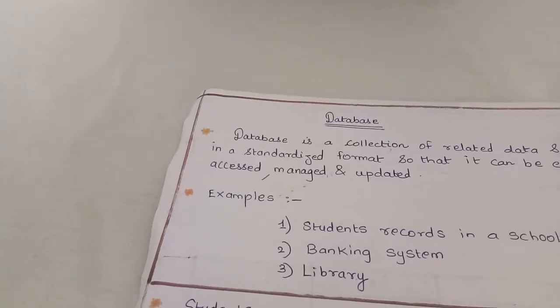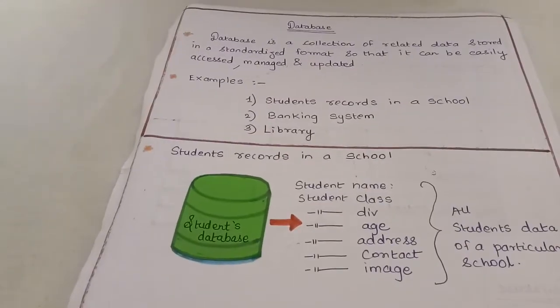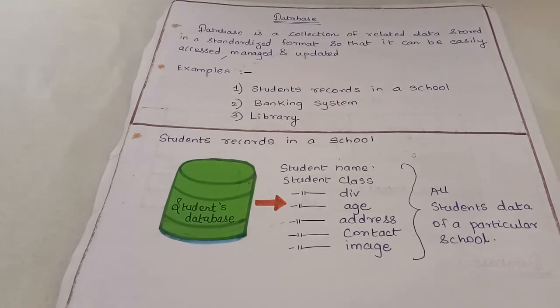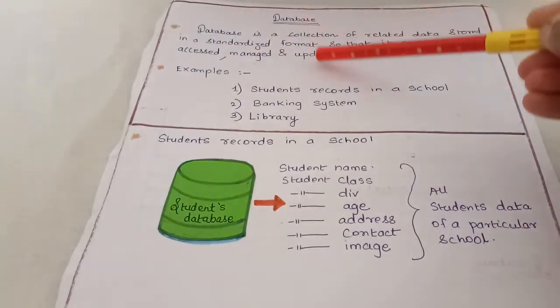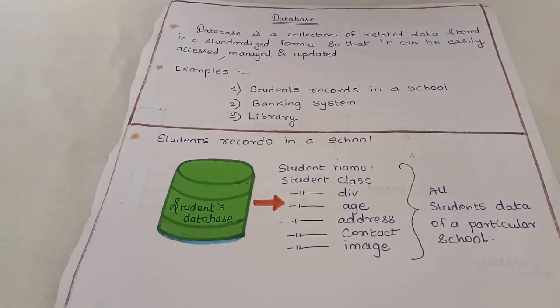I hope you can see this page very well. Now, a database is a collection of related data stored in a standardized format so that it can be easily accessed, managed and updated. I have shown you data of an employee. In an organization there will be lots of employees and you have to store the data. Why do you have to store the data? Sometimes you have to access a particular employee's data. It will be impossible if you do not store his data in a proper way. So we want all this data to be stored in a particular place in a standardized way so that whenever you require this data you can easily access it. That particular collection of data is known as a database.